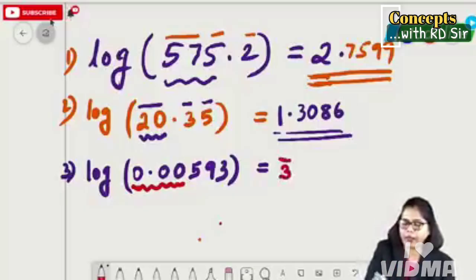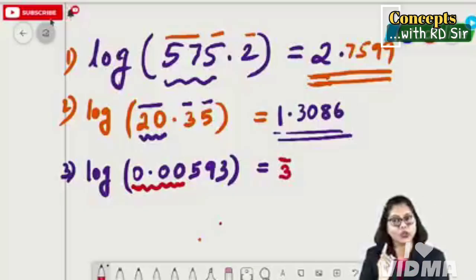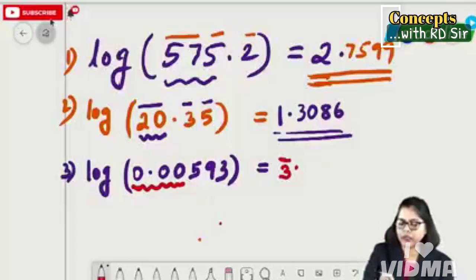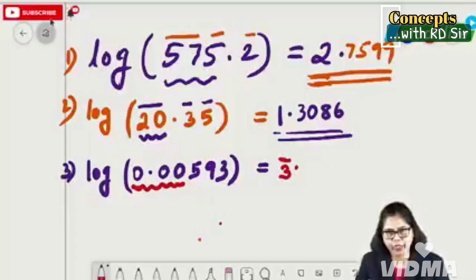What do you mean by bar? Bar meaning negative. I told you 0 meaning less than 0 number will be there here. Okay, 0.00. So, it will be bar. Then point. So, my characteristics part is complete. 3 bar meaning minus 3. Okay. Then, how to check mantissa?